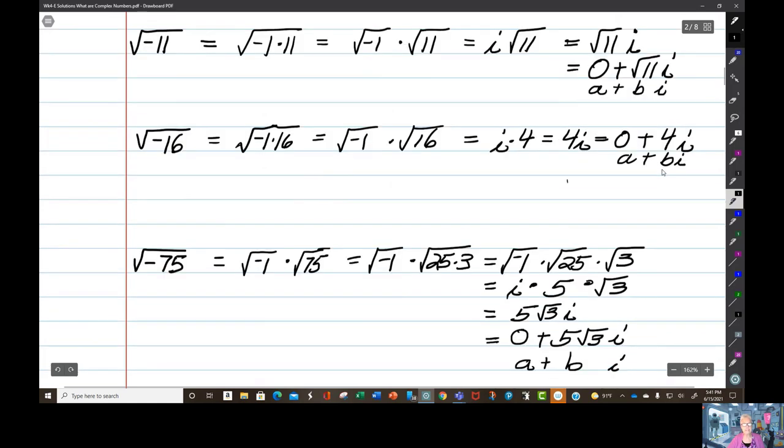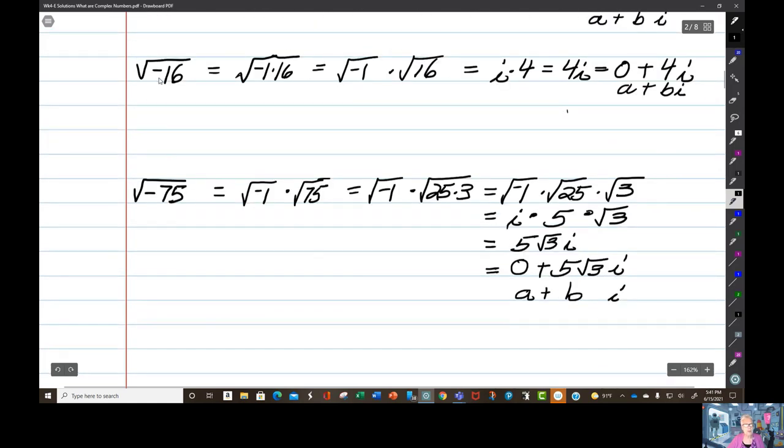Let's do it again. The square root of negative 16 would give you an error message in the real number system. But change negative 16 to negative 1 times 16. Then change that to the square root of negative 1 times the square root of positive 16. The square root of negative 1 is i. The square root of 16 is 4. So that's 4i.